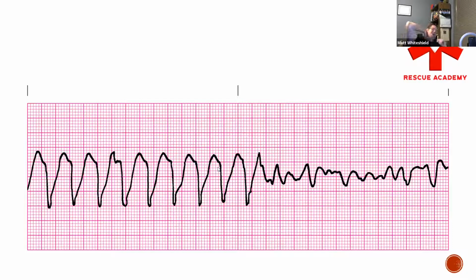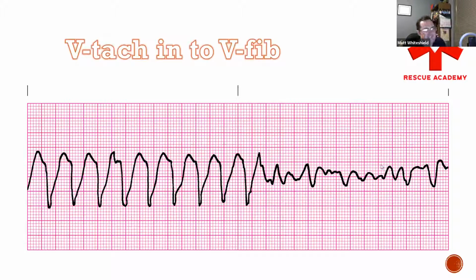Now this is really not good. So what we see here is this rhythm started with monomorphic Vtac, right? Then it turned into another rhythm. It turned into Vfib. So we had Vtac into Vfib. No bueno. This patient could have had a pulse and then went pulseless, right?